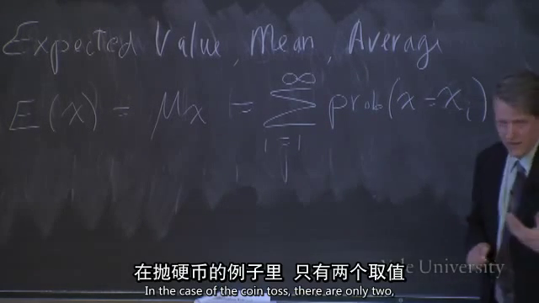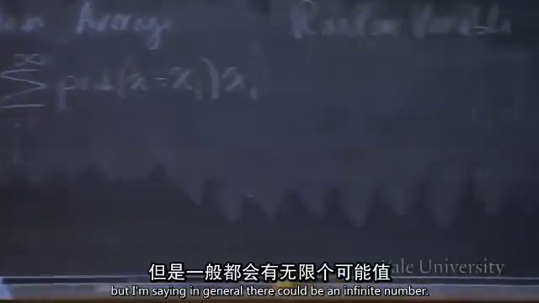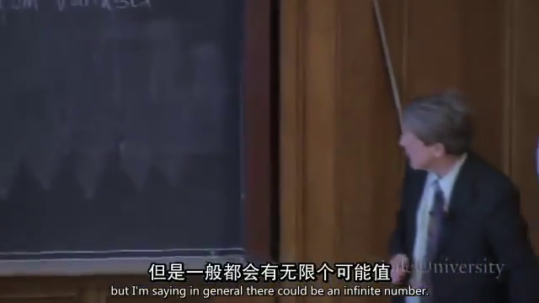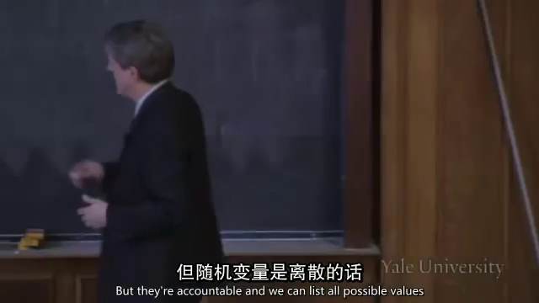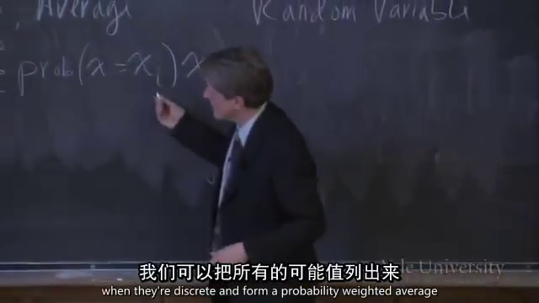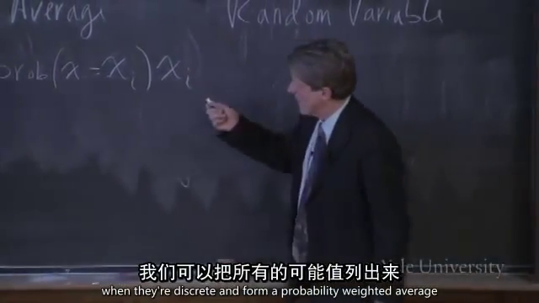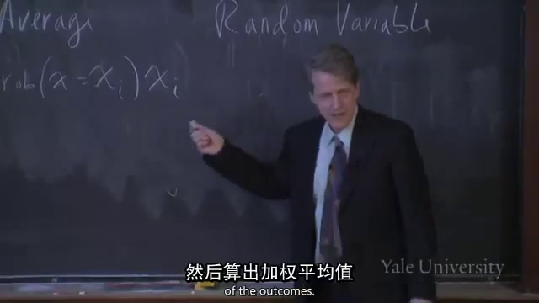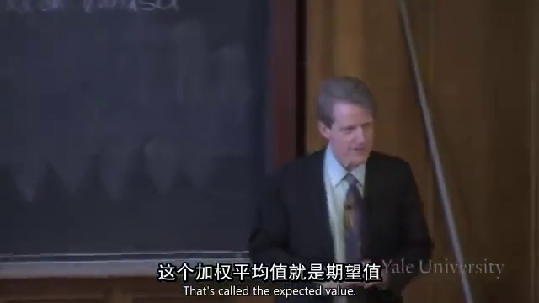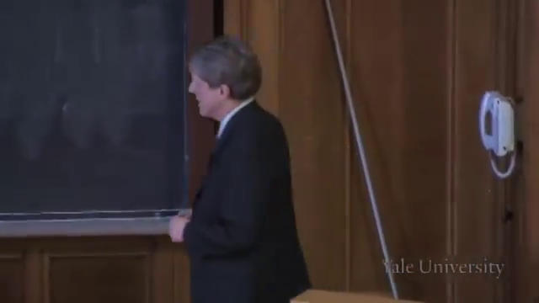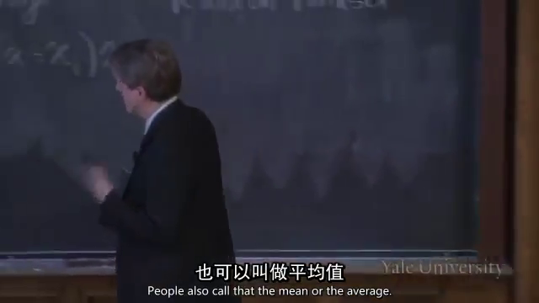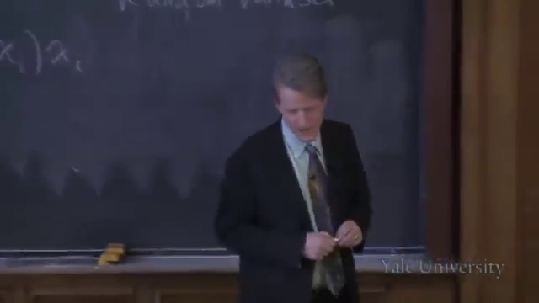In the case of the coin toss, there are only 2, but I'm saying in general there could be an infinite number, but they're countable. And so we can list all possible values when they're discrete and form a probability-weighted average of the outcomes. And that's called the expected value. And people also call that the mean or the average often.